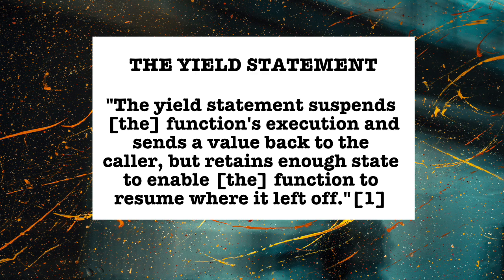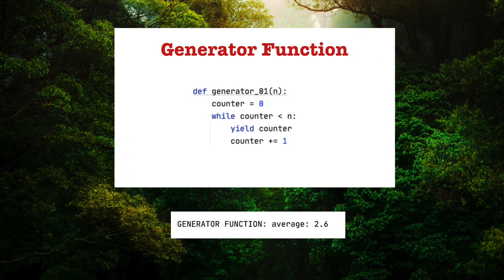So now that we know what a yield statement does, here is the generator function I was talking about. This generator function does the same thing as the function we just saw. The first thing that jumps out to me is that it's simpler. There are fewer lines and there are fewer steps. Here we return a value if the counter is less than the maximum value, and then we increment the counter.